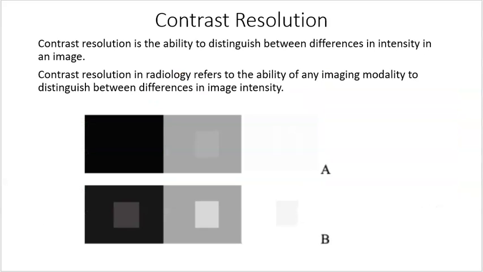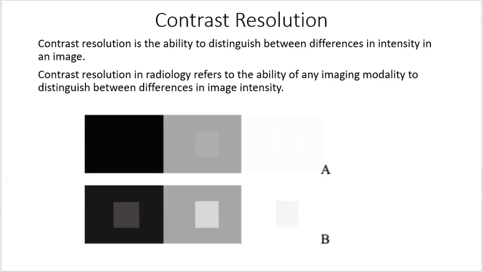Contrast resolution. Contrast resolution is the ability to distinguish between differences in intensity in an image. Just like those numbers where you have a 238. If you put a 238 next to a 236, you're going to have a hard time seeing the differences in those two shades of gray. They're just too close in intensity value. Contrast resolution in radiology refers to the ability of any imaging modality to distinguish between differences in image intensity.